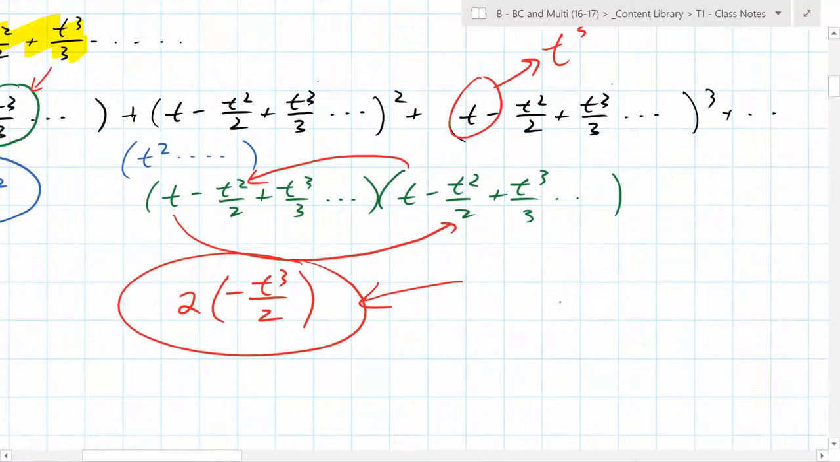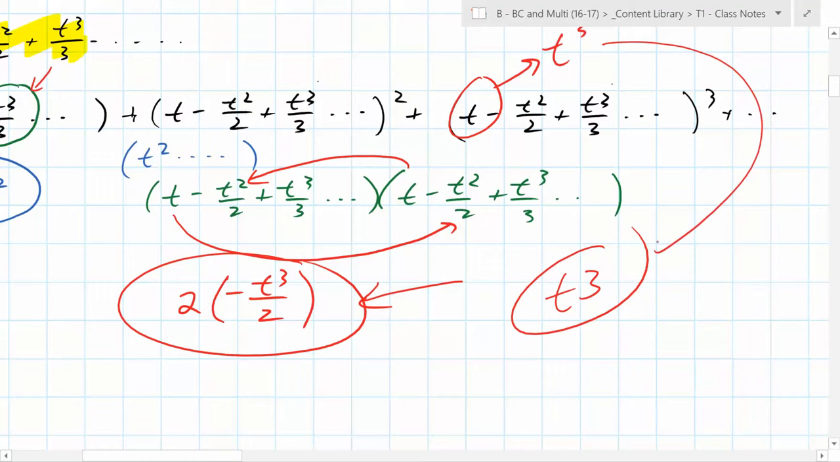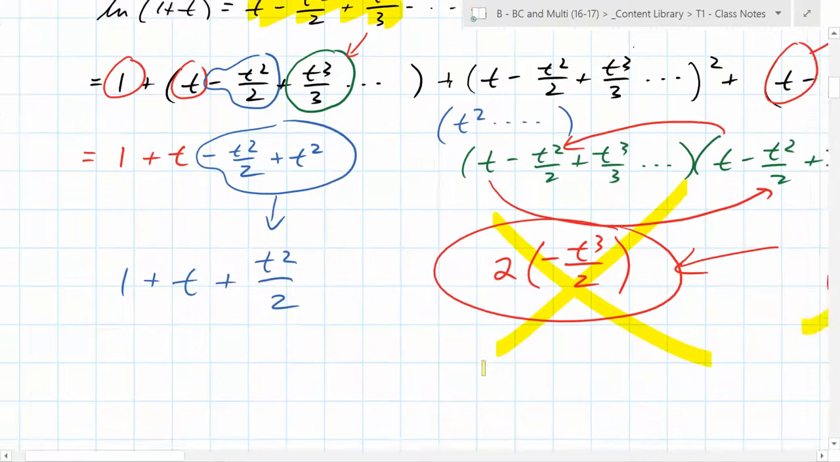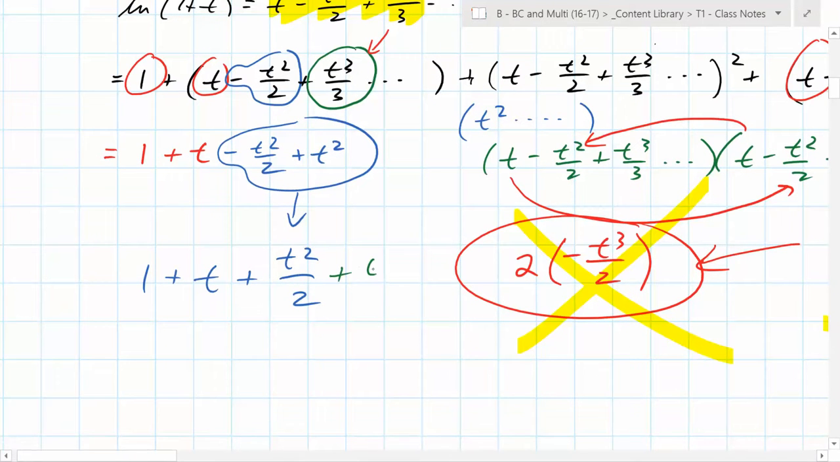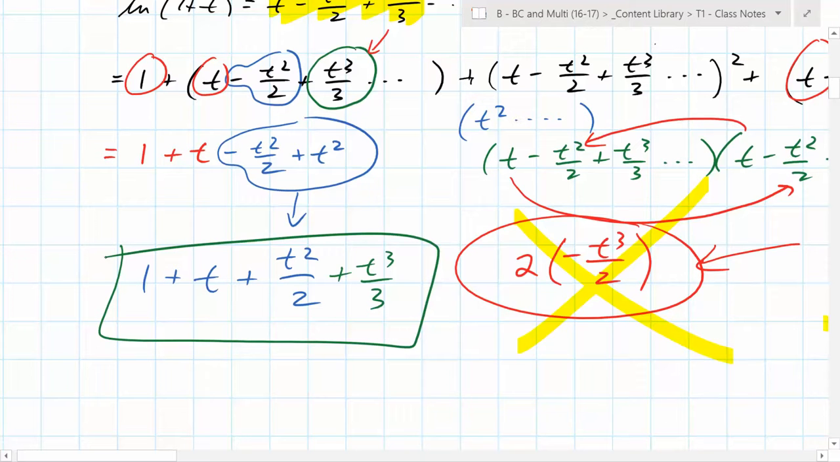So look, there's a t cubed here from there, right? What happens to these two? They cancel each other out. So what are you left with? Plus t cubed over 3. So your final answer would be that right there. You have to collect terms really carefully.